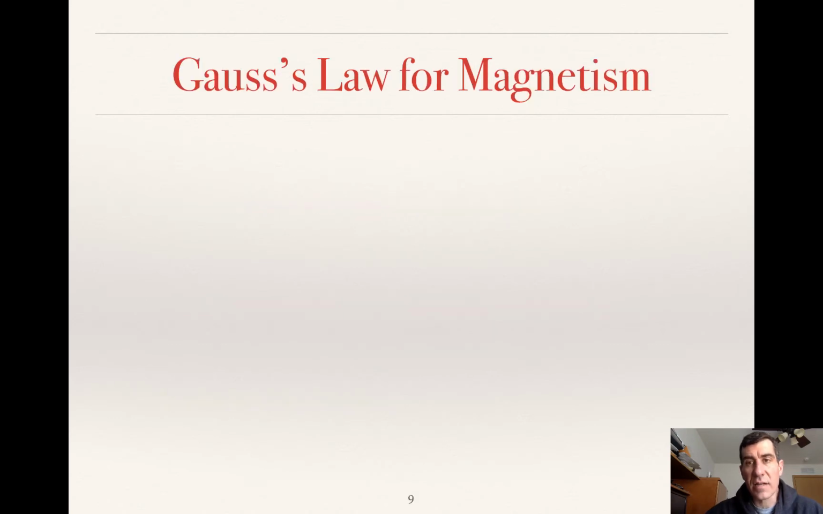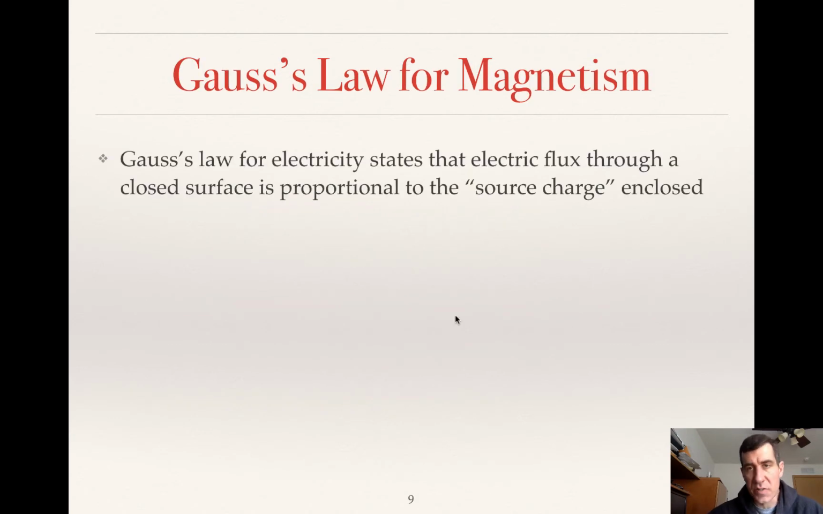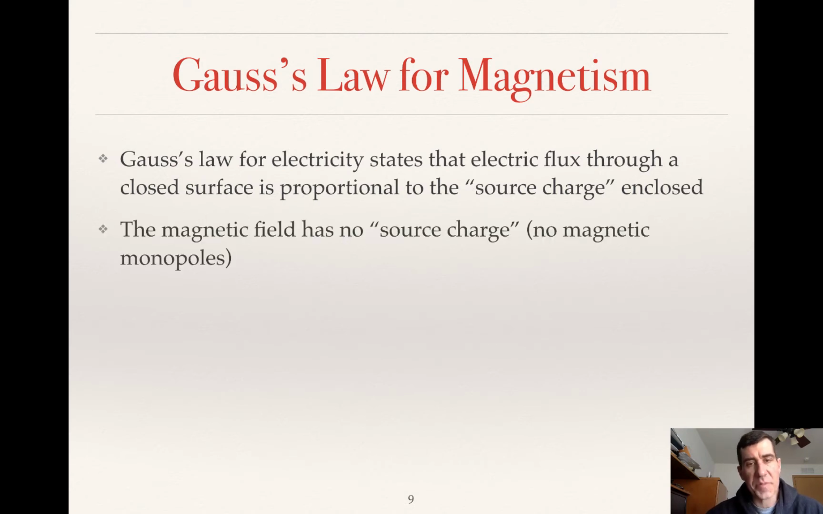Alright, so now that we've got magnetic flux, we can define Gauss's law for magnetism similar to what we had for electricity. So remember, for electricity, Gauss's law said that the electric flux through a closed surface is proportional to the source charge enclosed, right? Q_enclosed over epsilon naught. However, remember that for magnetic fields, we found that there's really no such thing as a source charge, right? They're due to currents, and there's no such thing as magnetic monopoles.